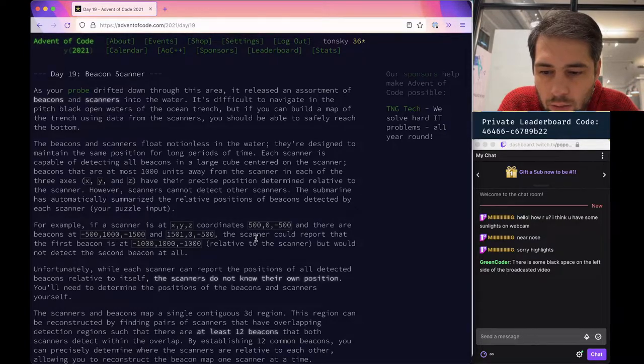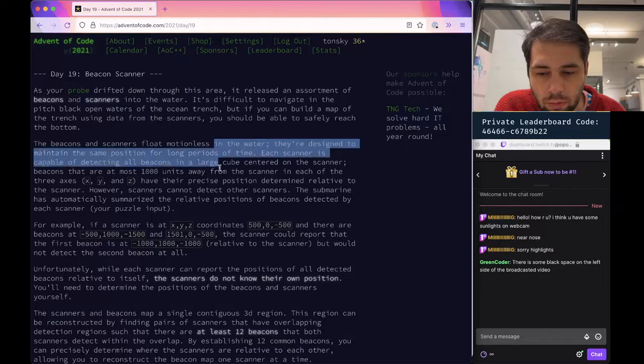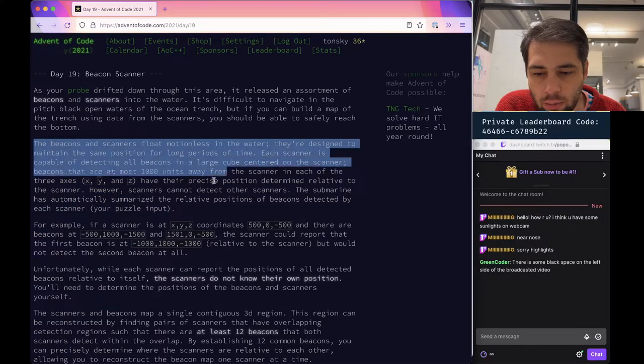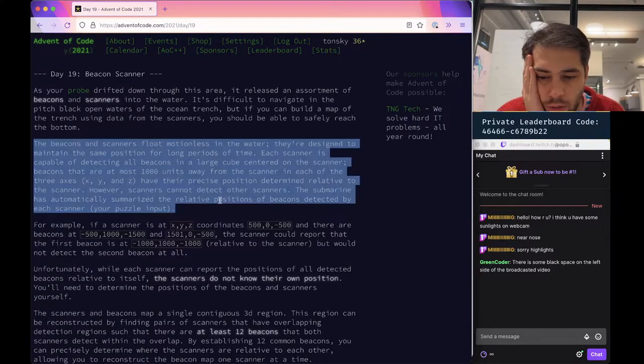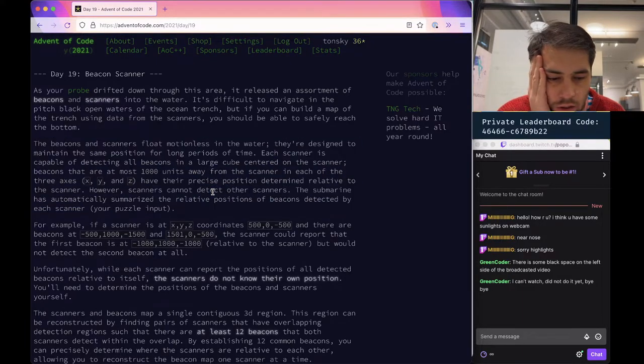The beacons and scanners float motionless in the water. They're designed to maintain their position for long periods of time. Each scanner is capable of detecting all beacons in a large cube centered on the scanner.